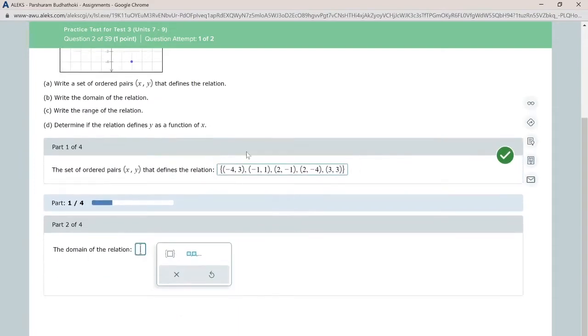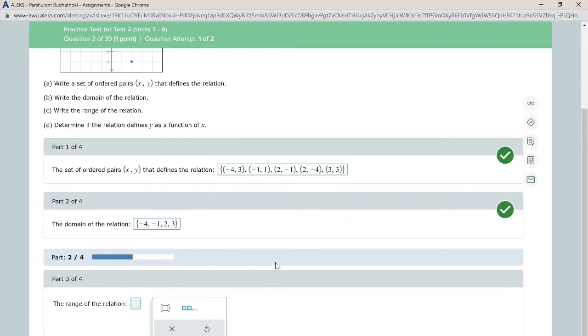The domain is all the x values coming from this relation. So use this set notation and collect all the x values, which is -4, -1, +2. +2 is repeated, but you don't have to repeat in the domain. Okay. The range of the relation, range means all the y values, which is +3, +1, -1, -4 and +3. So +3 is repeated, so you don't have to repeat that.